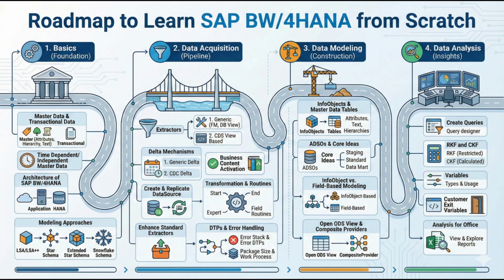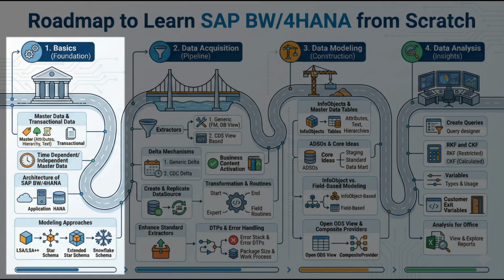Alright, now I am going to tell you the complete step by step map to take you from a total beginner to an expert in SAP BW for HANA. Let's walk through the four main stages of this journey. Stage 1 is to build your foundation. Before building anything, you need to understand master data and transactional data. You will learn how time dependent and independent data works. This stage also covers the core architecture of SAP BW for HANA and different modeling approaches like LSA++, star schema, and snowflake schema.